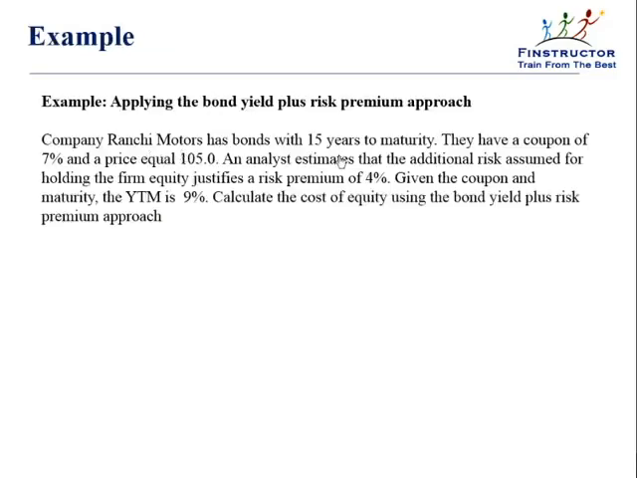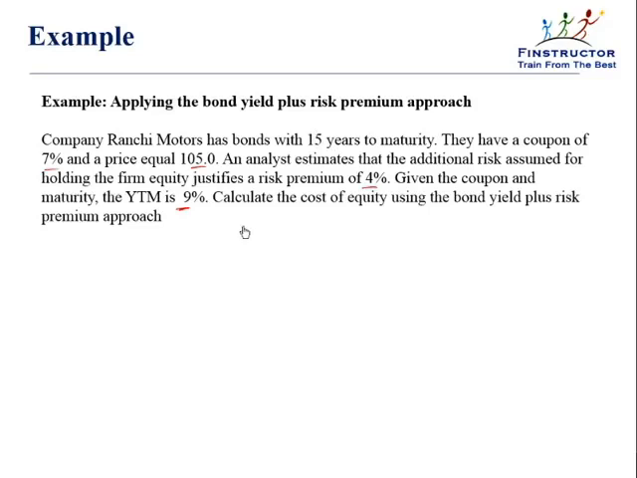Ranchi Motors has bonds with 15 years to maturity. They have a coupon of 7% and a price equal to 105. An analyst estimates that the additional risk assumed for holding the firm's equity justifies a risk premium of 4%. Given the coupon and the maturity, the yield to maturity is 9%. Calculate the cost of equity using the bond yield plus risk premium approach.